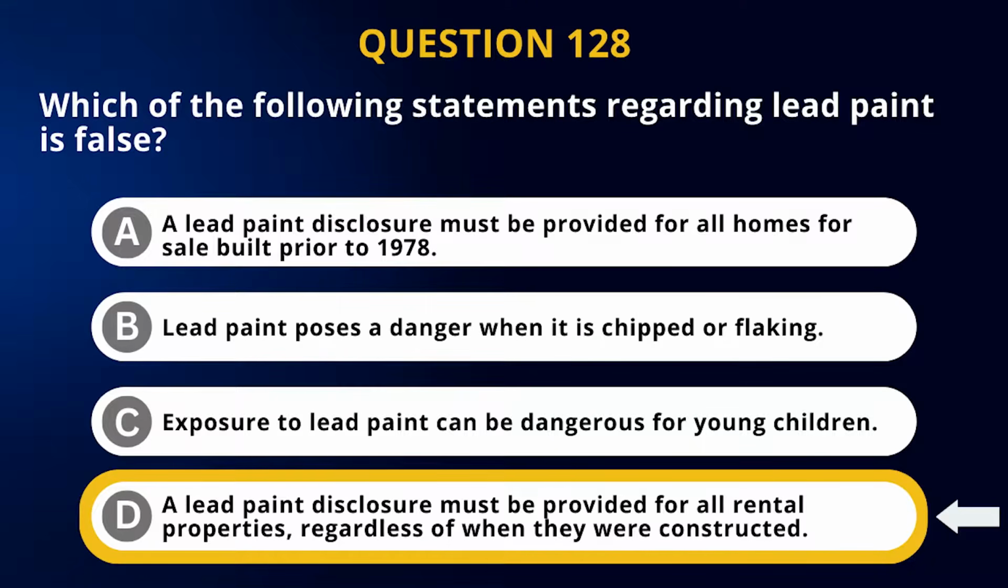So letter A, letter B, letter C. This question was looking for what was a false statement regarding lead. And letter A, letter B, letter C are all true statements. As a matter of fact, these three things are good to know for lead paint, generally speaking, if you were to get tested on it. And then letter D, we do not have to provide this disclosure if a property was built in the year 2000, in the year 1979, 1980. So we're good to go, and we don't have to give it then. We only have to give it for properties built prior to 1978.